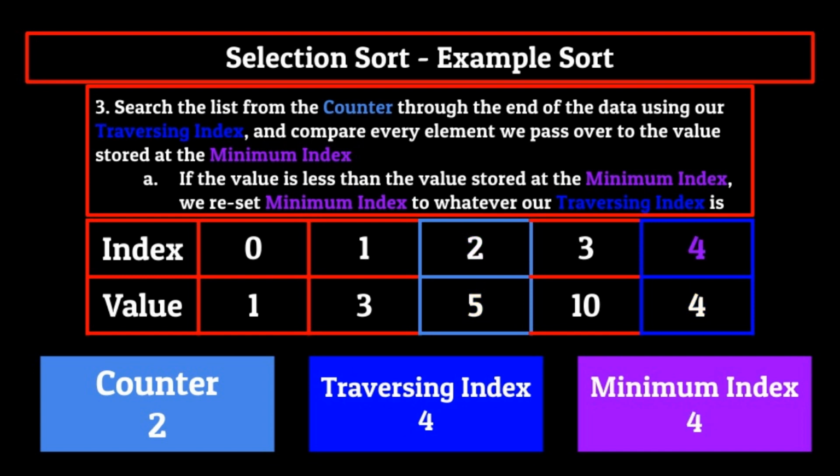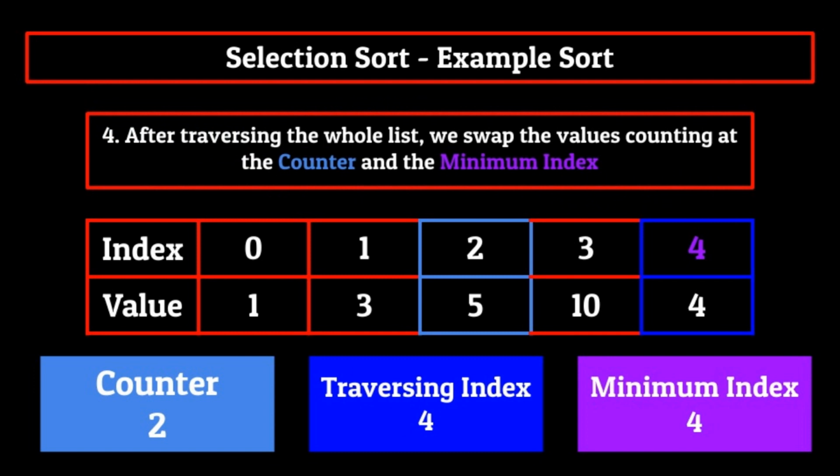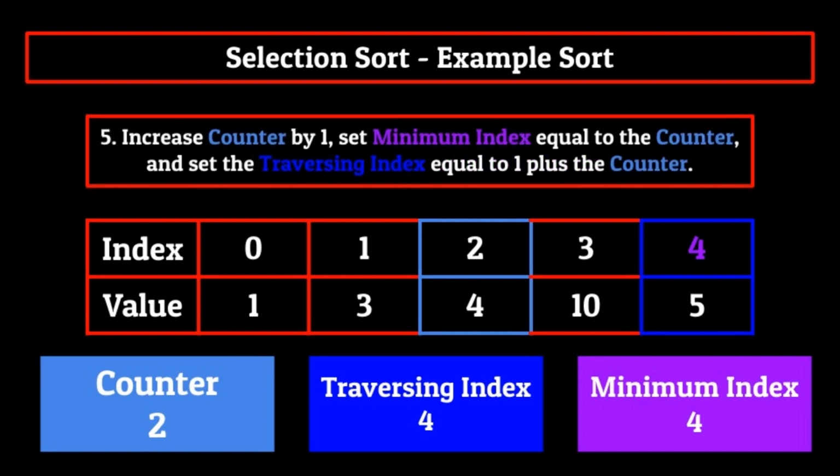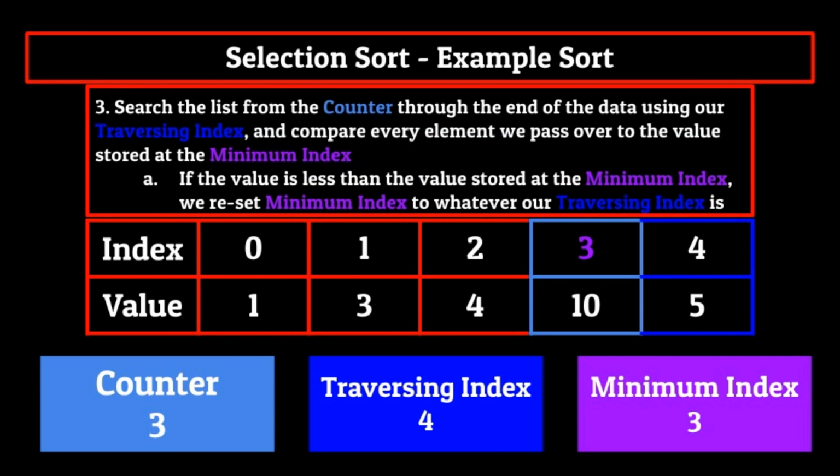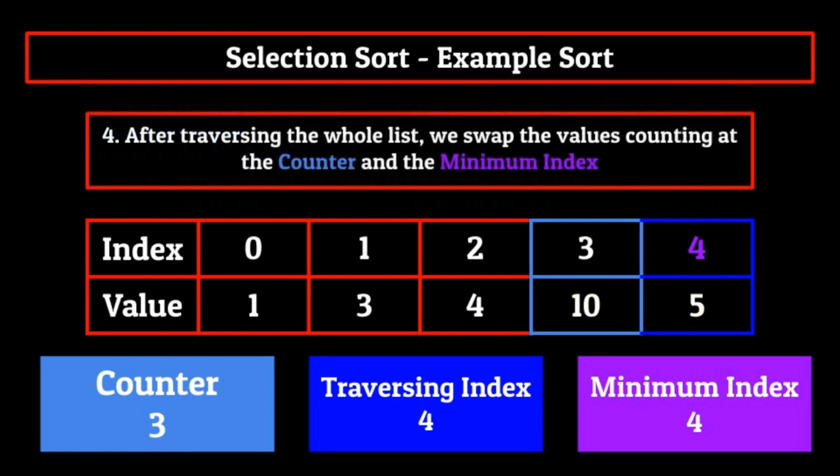We've again reached the end of our list, and so we swap the value contained at the counter index, the integer 5, with the value contained at the minimum index. We're now left with only 2 unsorted elements. We increase the counter, the traversing index stays at 4, and we set the minimum index to the value of the counter, or the integer 3. In this final pass, all we do is compare 10 to 5. Since 5 is less than 10, we set the minimum index to be equal to index location 4, and since we've reached the end of our list, swap the 2 remaining values to give us a sorted list.